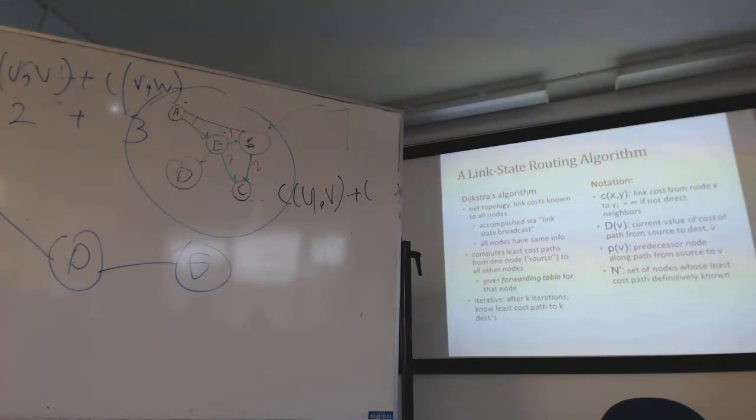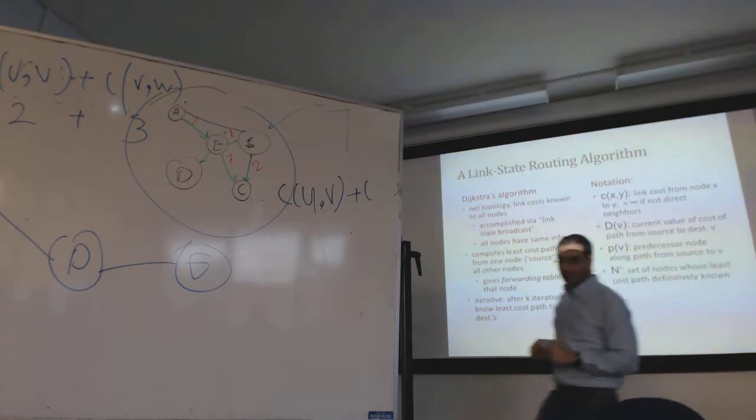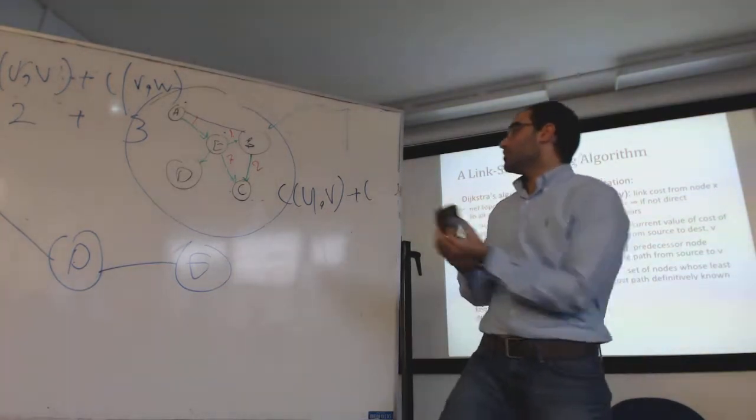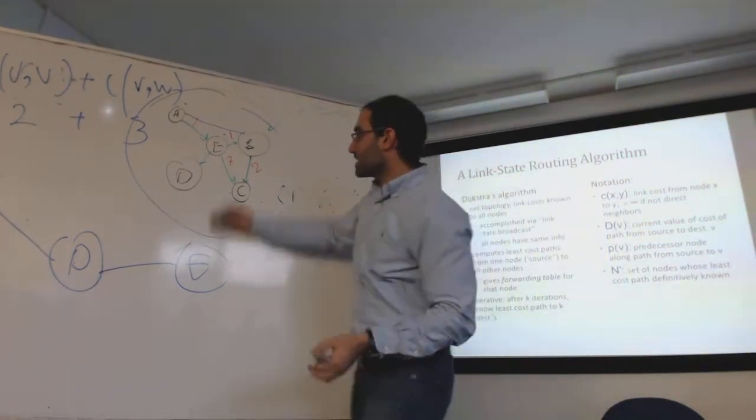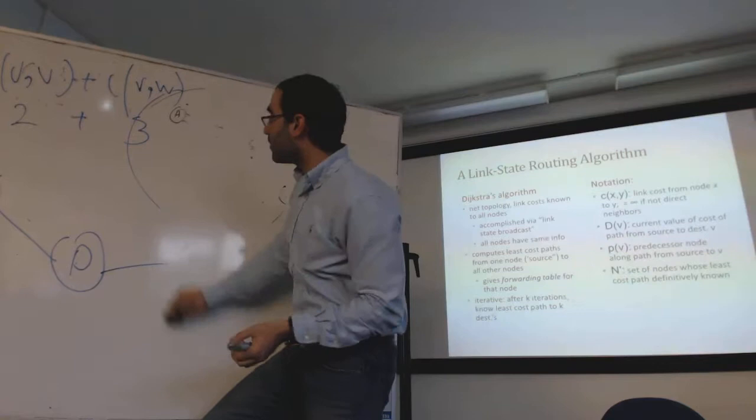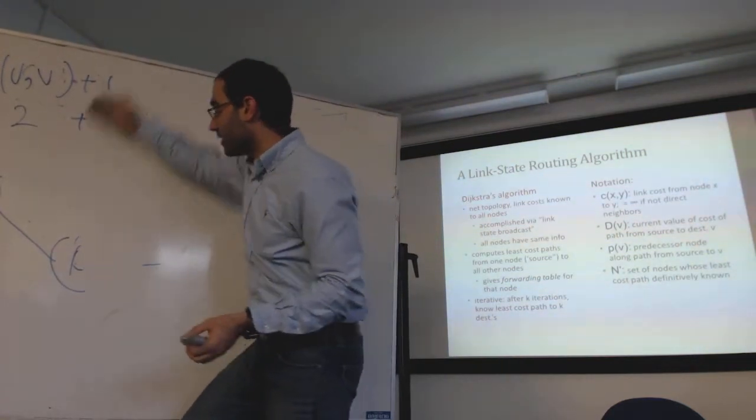I want you to understand this notation. First, the connection between two directly connected nodes, for example x and y, is the link cost from node x to node y. So what does that mean? Let's try to be clear here. Please ask me a question if you don't understand, because that's the part where I try to clarify everything.